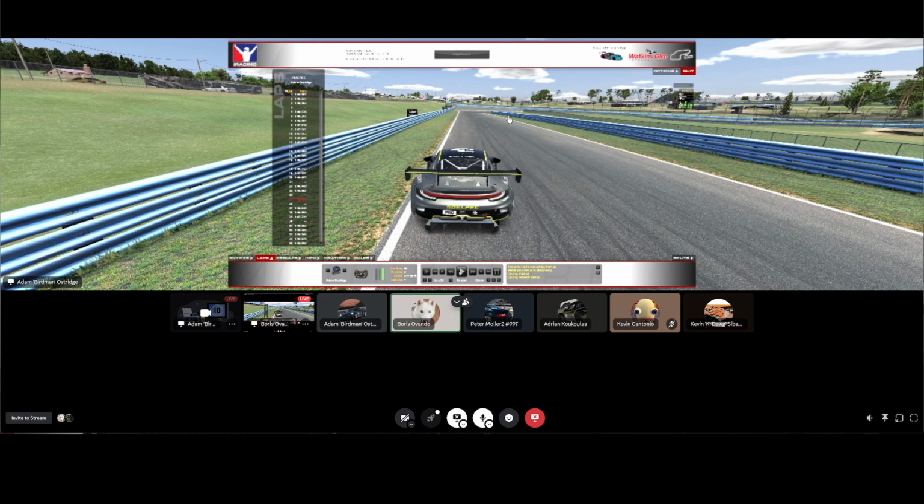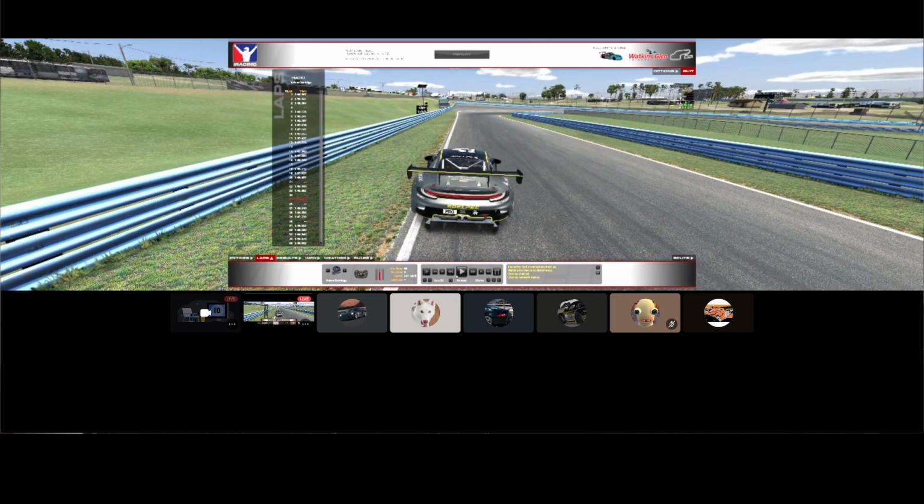What's your brake marker for this corner? There's a tire mark on the white line, probably about 140, 150. Okay, so let's go to that specific point and pause it at the moment that you get on the brake.